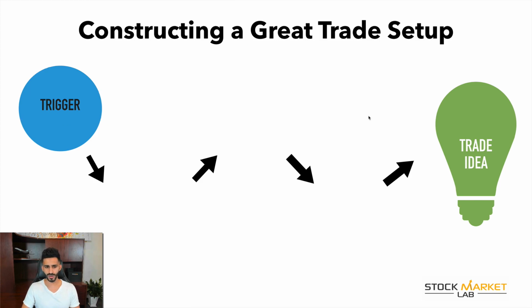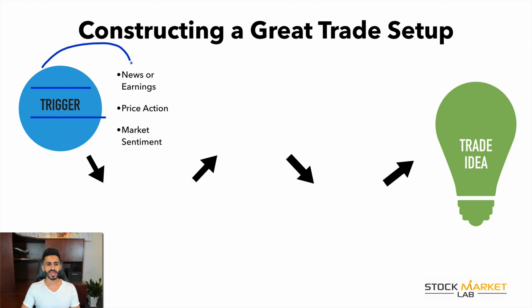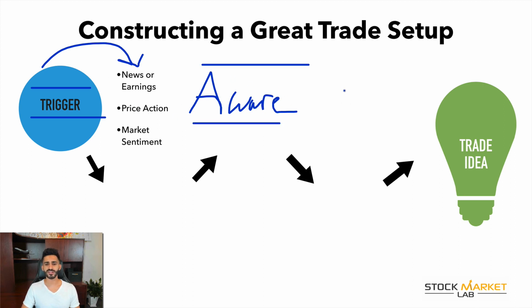What is a trigger point? A trigger point could be anything from news or earnings. It could be anything from price action. It can be anything from market sentiment. Looking at a trigger point, right, any one of these might give us a trigger point where it's telling us to either be aware or to watch the stock. So looking at these trigger points might tell us, hey, this is a stock that you should watch. This should be on your focus list. This is a stock that you should pay attention to. Right? So we get a trigger point.